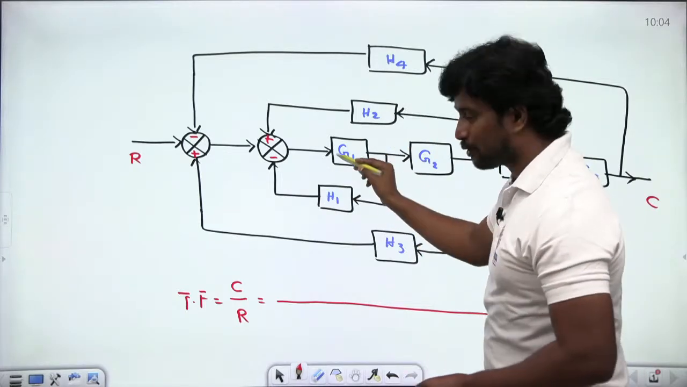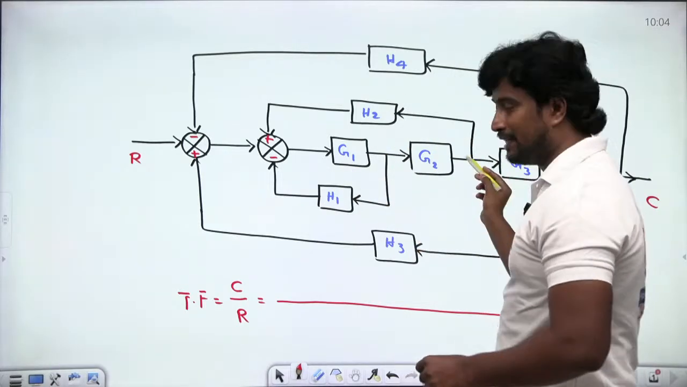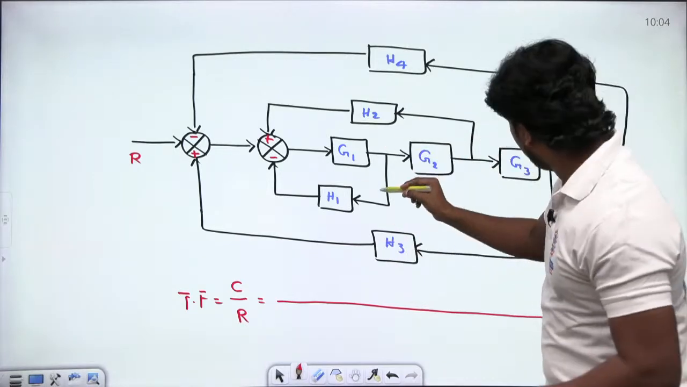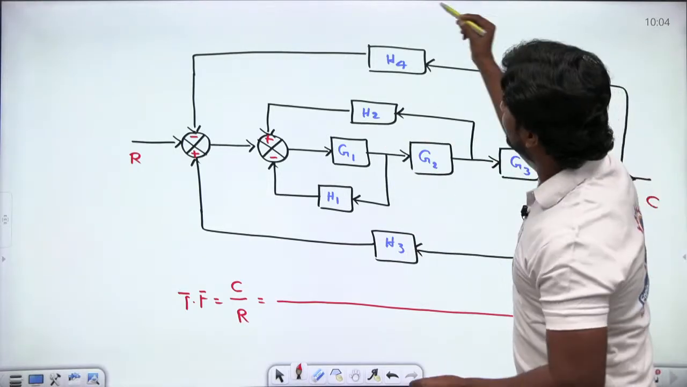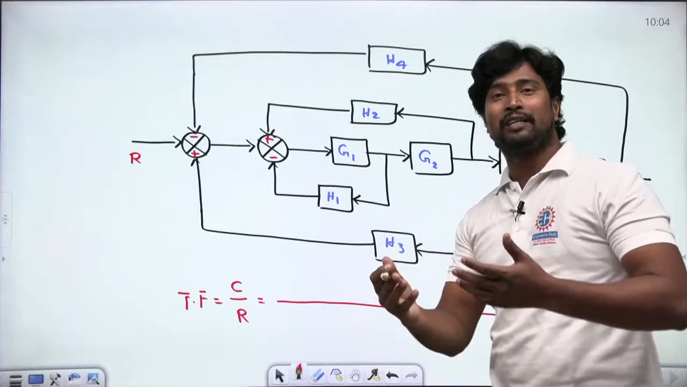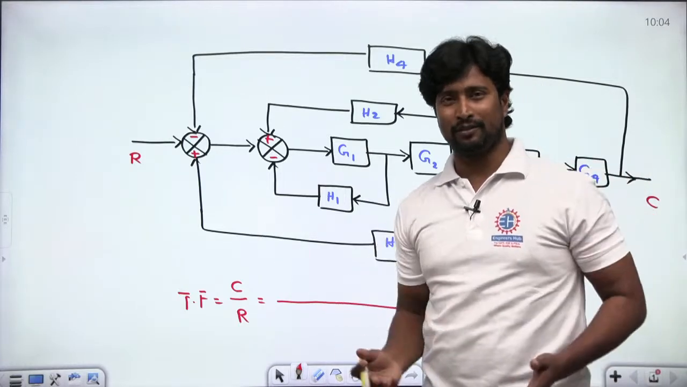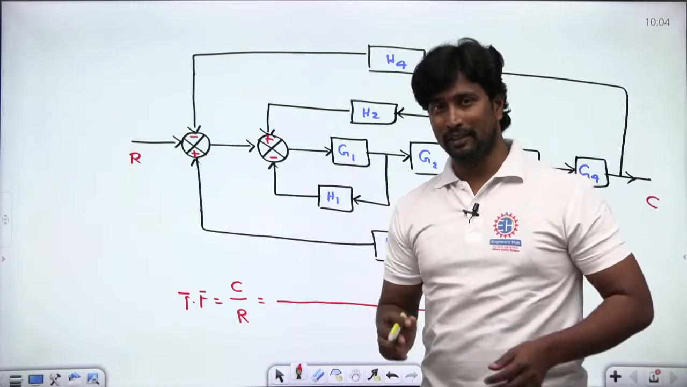Again, we need to do the closed loop. Again the cascading. Again the closed loop. Again the cascading. Again the closed loop. Finally, we get the answer. It's a very big process if you're going with the regular method.